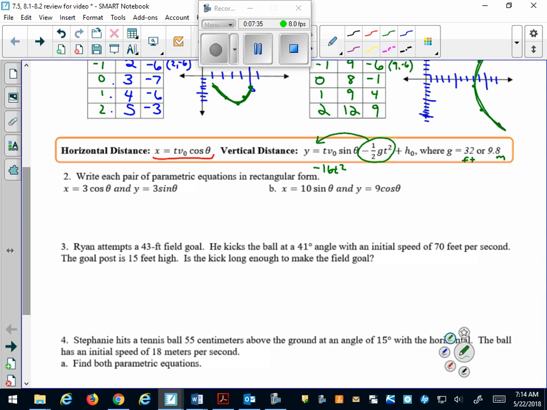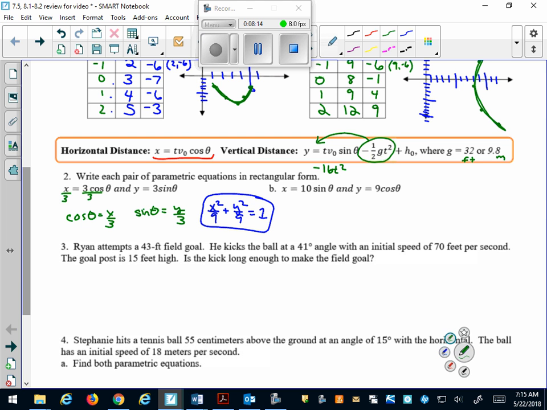Okay, here we're doing rectangular form. Oops, this is not a word problem yet, but rectangular form with theta. We want to isolate theta, so we're going to divide by 3 on both sides. And we get cosine theta equals x over 3, and sine theta equals y over 3. And then we're going to do sine squared plus cosine squared equals 1. So you're going to end up with x squared over 9 plus y squared over 9 equals 1.